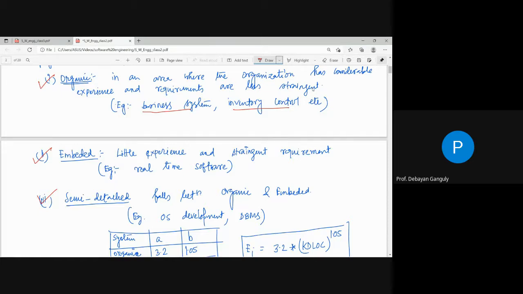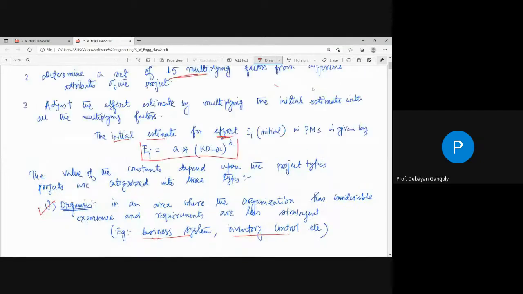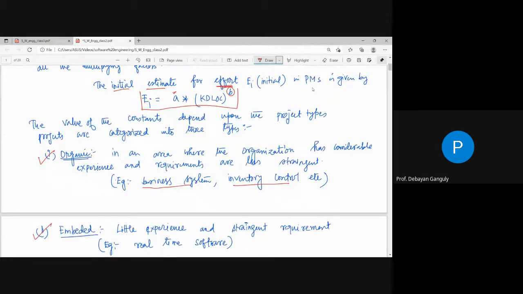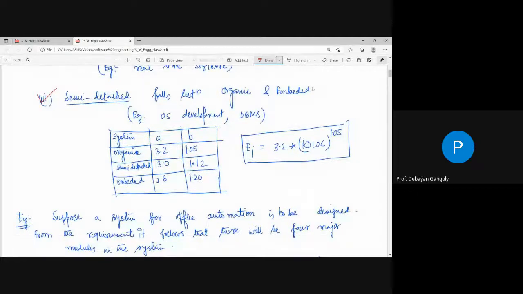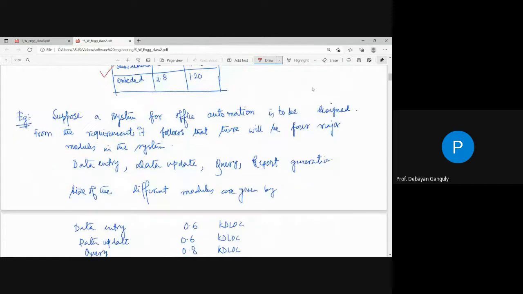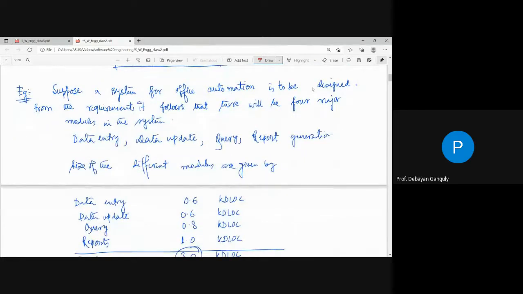Depending on whether it is organic, semi-detached, or embedded, the value of the constants depends on that. The constant values A and B depend on the type of project, and these values are fixed. For organic the value of A is this, B is this, for semi-detached this, and so on. The questions may come like that.